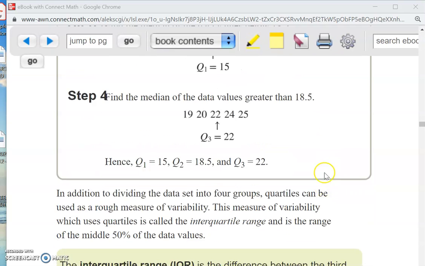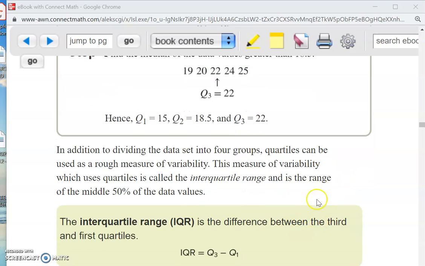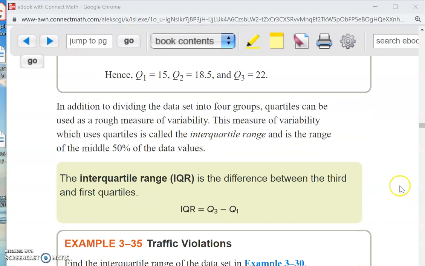Okay, so I'm going to let you go through that. I think it's pretty straightforward. It's just dividing up the data set. Okay, all right, and then this divides the data set into 4 groups, so it has some value in that regard all by itself.